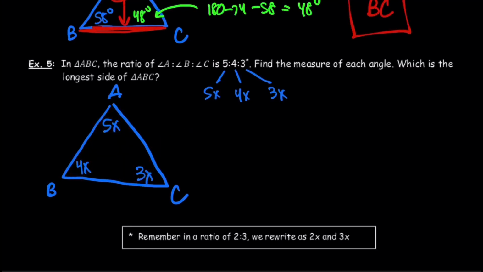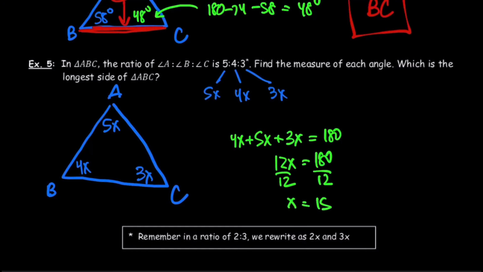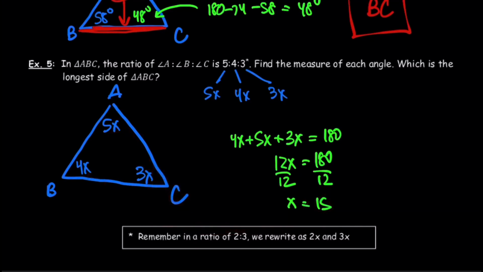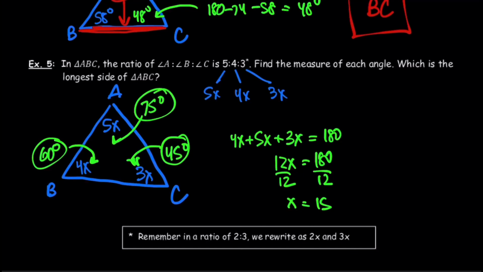So there's a simple equation. 4x plus 5x plus 3x equals 180. How many x's do we have? I believe that's 12x equals 180. I'm going to divide by 12, and x equals 15. Now I'm going to plug 15 in for the x's. I'm not going to show that, you're just going to use your calculator. You're going to have 4 times 15 there. That's going to be 60. 60 degrees goes in that angle. 3 times 15 is 45, so that's 45 degrees there. And 5 times 15 is 75. So I found the measure of each angle.